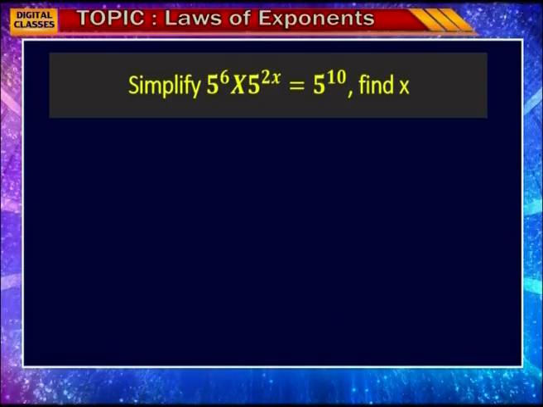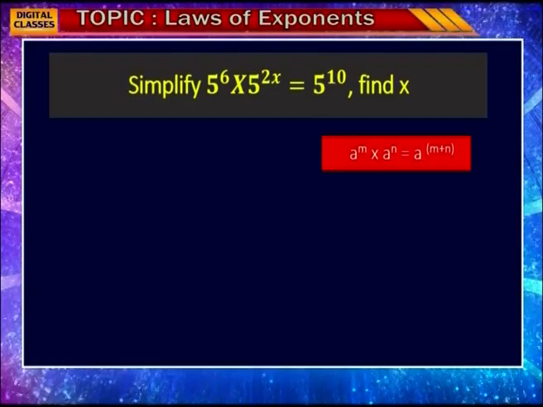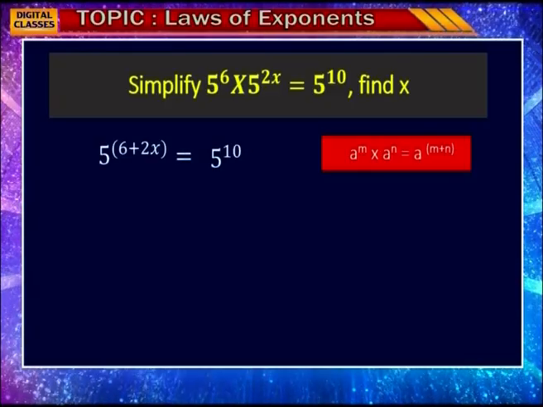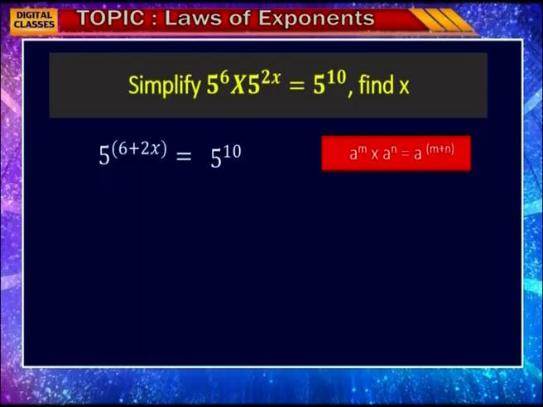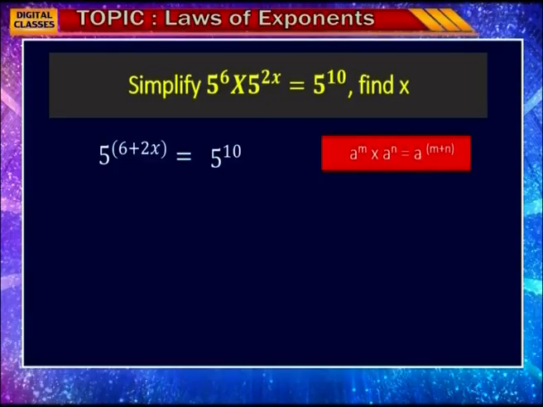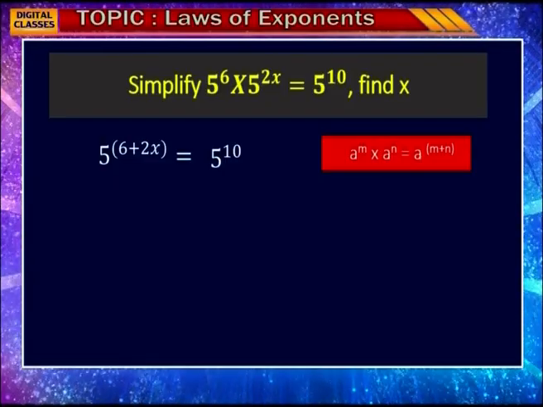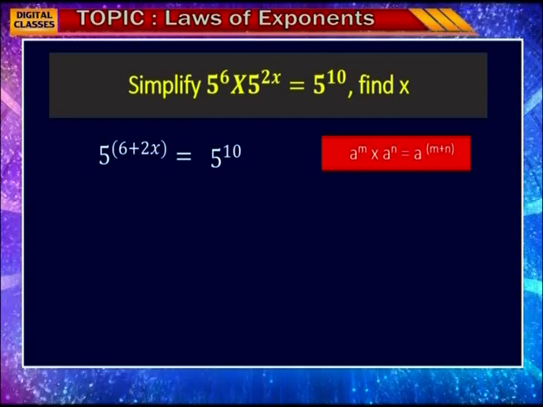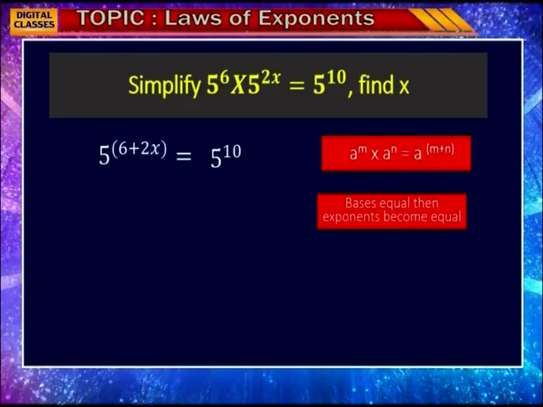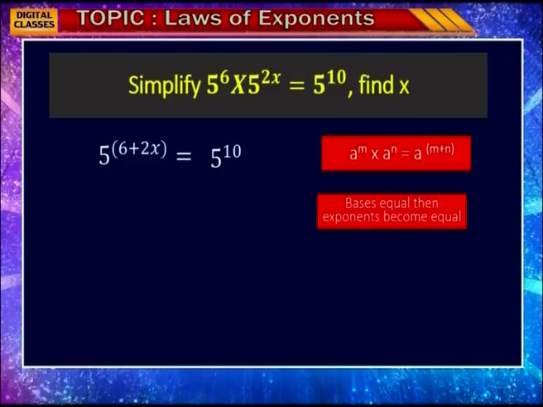Now we'll do some problems. See here, 5 to the power of 6 into 5 to the power of 2x is equal to 5 to the power of 10. Now here you have to find out the x value. When the bases are equal, the powers will add up. So you can write like this, isn't it? See, the bases are equal, and there is multiplication between the two, so the powers will add up. Like this you can write. When the bases are equal, the powers will ultimately be equal. 6 plus 2x is equal to 10.